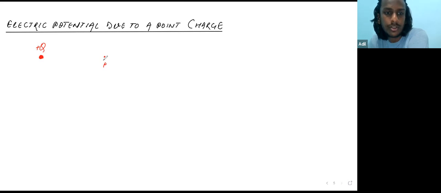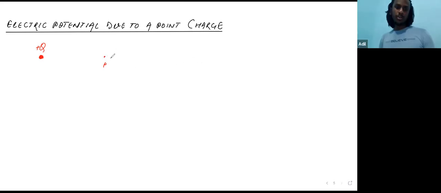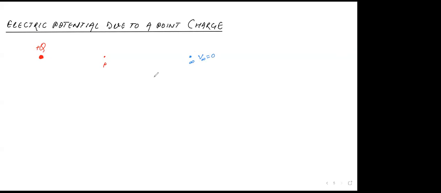We will choose the other point at infinity, where we already know the potential is 0. Are you clear or not? Now we are going to take another point at infinite position. This is your infinite position. At this infinite position, your potential is 0. Are you clear?